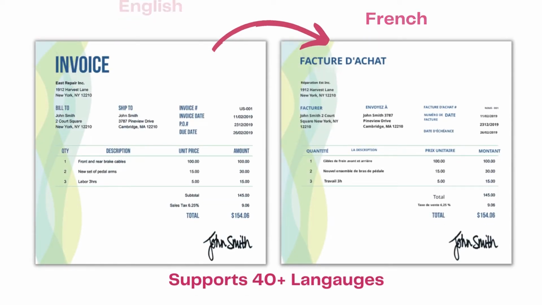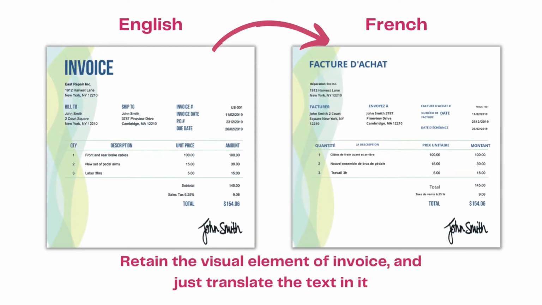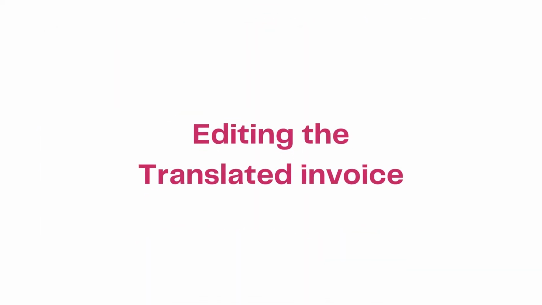The best part is that ImageTranslate retains the visual element of the invoice so that it visually looks the same as an original copy of the invoice, but just the text is now translated into a different language.